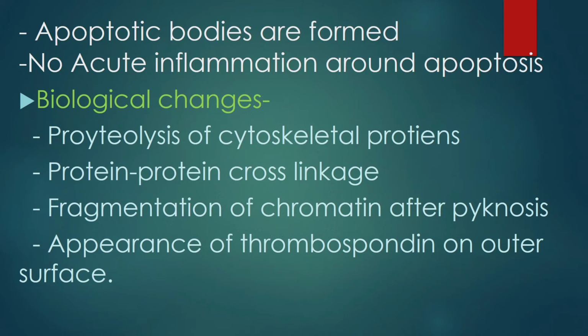Then some of the biological changes, if we see, so this is basically proteolysis of cytoskeletal proteins. In biological changes there is proteolysis of the cytoskeletal proteins. Then protein-protein cross-linkage is also there in biological processes. Then there is fragmentation of chromatin after pycnosis. After the pycnosis we just studied, there is fragmentation of chromatin. Then there is appearance of thrombospondin on the outer surface. On the outer surface we see the appearance of thrombospondin.